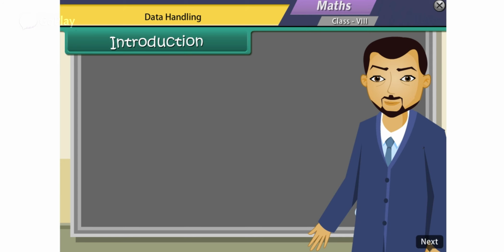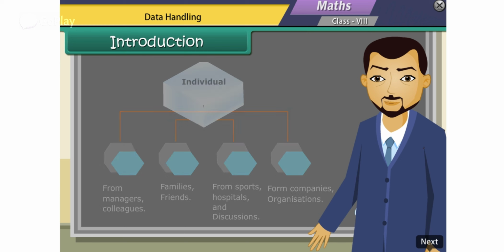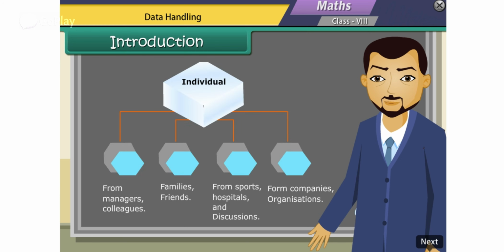Introduction. What is data? A set of facts or figures from which conclusions can be drawn. Data is plural of datum. Numerical data helps us to classify and analyze data for further action. Data is a collection of facts.